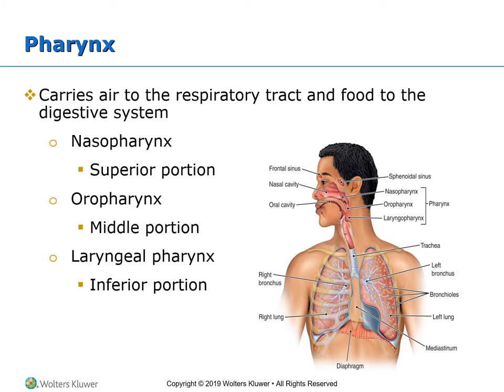This organ is a muscular organ that has a superior portion that is located immediately in continuation of the nasal cavity that is called the nasopharynx. The middle part of it, and please follow what I'm saying on your image, the middle part that is in part a continuation of the oral cavity, is called the oropharynx, and the most inferior portion of this that connects to the next structure of the respiratory system is called the laryngopharynx.